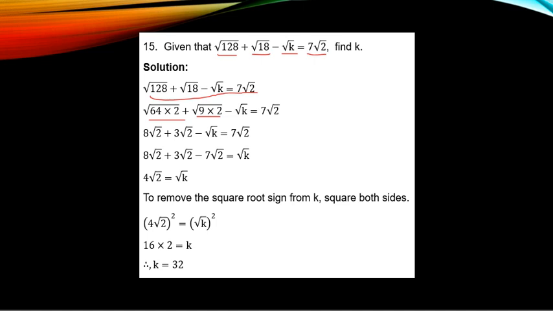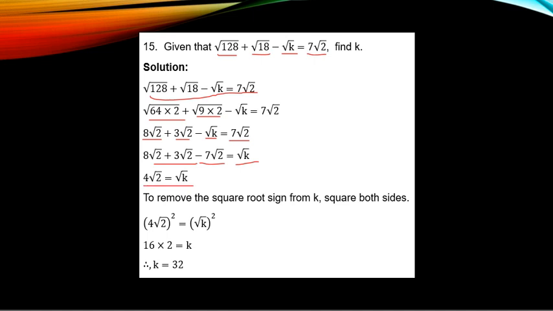Square root of 64 is 8, so 8 root 2. For 9, 3 root 2 minus root k equal to 7 root 2. So we collect like terms. All the terms that have root 2 on one side, while root k on the other side. So you transfer plus 7 root 2 over, it becomes minus 7 root 2. If you transfer minus root k outside, it becomes plus root k. So if you add and subtract on the left hand side, 8 root 2 plus 3 root 2, that is 11 root 2 minus 7 root 2, you have 4 root 2 equal to root k.